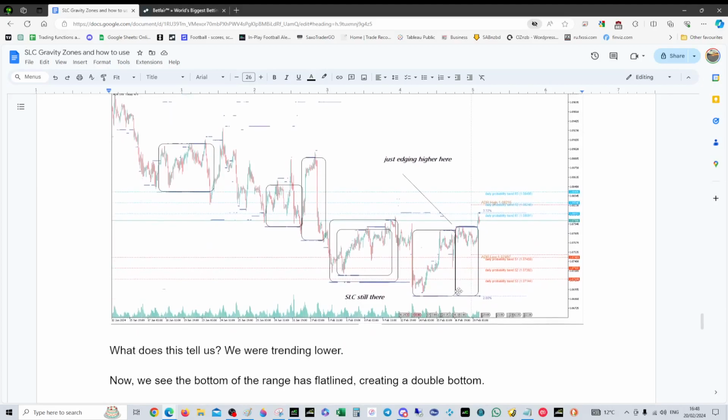Now I think what might happen, we haven't seen it yet, but it makes sense that this SLC is higher now, because those people up here, they're going to get ejected and blown up from being short. So this is the stop loss cluster for those shorts.